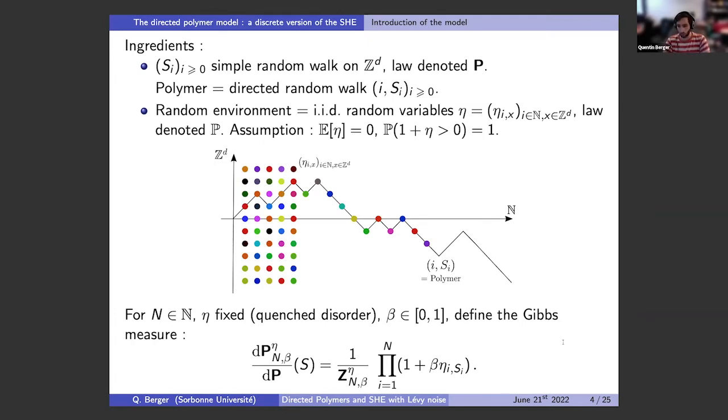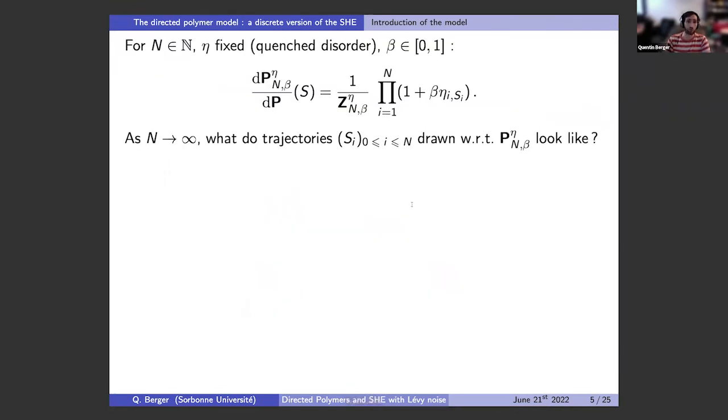And there are questions. Do the trajectories actually look like a simple random walk as usual, so that it doesn't feel the effect of the environment? Or does it look like something different and has some kind of localization properties? The question is, I wrote again the measure I want to study. I want to understand the shape of trajectories drawn with respect to that measure. And the Z here is the partition function. It normalizes the measure to a probability measure.